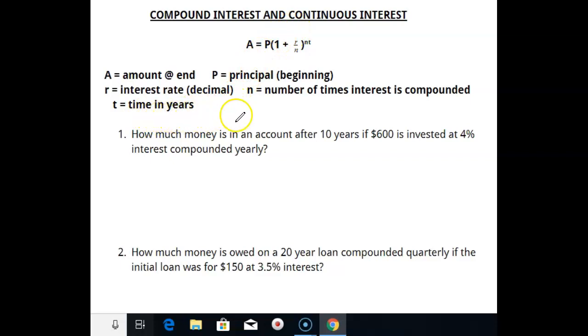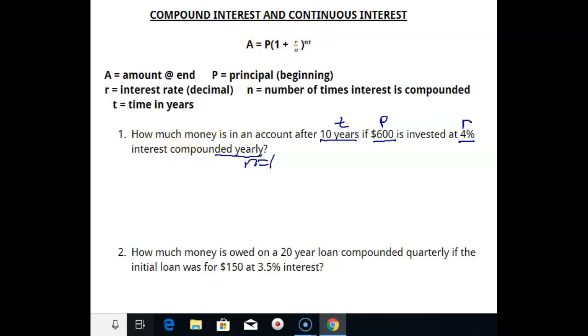So the first example says, how much money is in an account after 10 years if $600 is invested at 4% interest compounded yearly? So let's look at the numbers they give us. 10 years, that's time. $600, that's P. Invested at 4% interest, so there's our R. That again, we're going to make into a decimal. And compounded yearly, so that's our N. Now this is a silly question because they're telling you it's going to compound yearly. So when we do this, N is going to be 1. So you can see I'm going to divide by 1 and raise something to the 1 times a number. Okay, that's just silly, but we'll go for it.